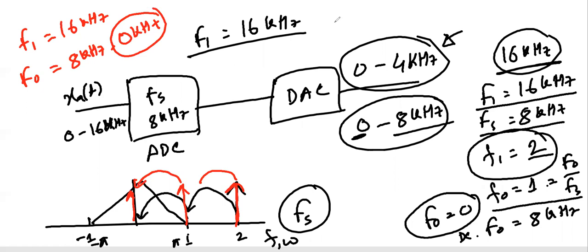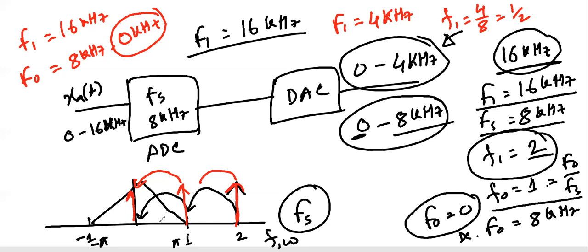What about if f1 is equal to, let's say, 4 kilohertz? If it is 4 kilohertz, what will be the value? What is the alias of this 4 kilohertz? Do you have the alias of that? No, sir. No, because in that case, f1 is equal to 4 kilohertz divided by 8 kilohertz, that is half.